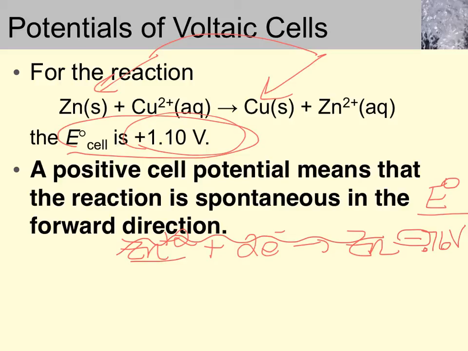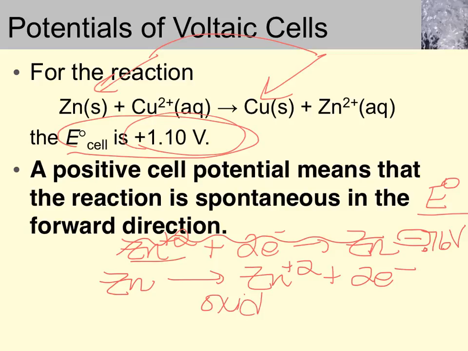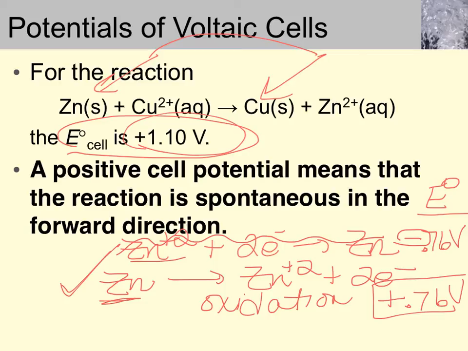So I'm going to flip this reaction. What was a product is going to become a reactant. And so now, as I've written it, it is written as an oxidation reaction, where electrons are given off. If you reverse the reaction from the standard reduction table, you also reverse the sign. So as written here, zinc metal does in fact want to be oxidized, and it is a spontaneous process that will generate a voltage of 0.76.